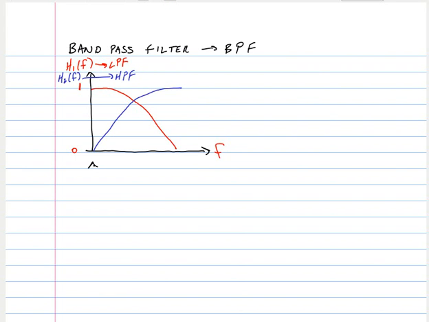Now a bandpass filter is kind of like the product of these two filters. So if we were to plot a function H3 of F that was the product of these two filters, we would get a response that looks something like this. The center of that filter would be called the center frequency of the bandpass filter. And we see that at low frequencies, there's a lot of attenuation. In the center of the band, there's very little attenuation. And then again, at high frequencies, there's a lot of attenuation.